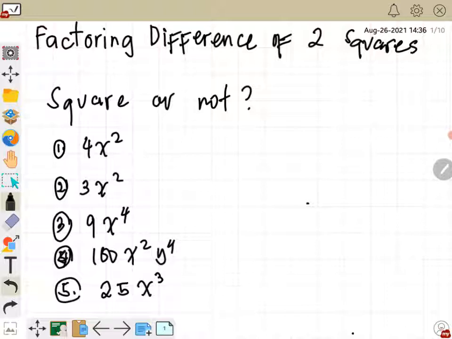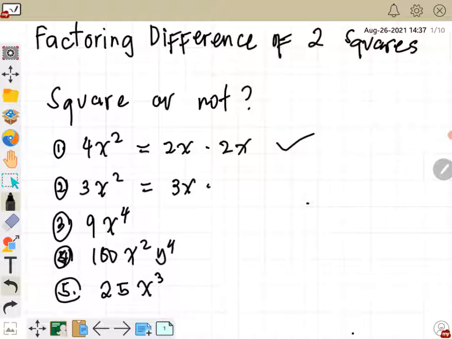So when do we know if a certain expression is a square or not a square expression? Let us say here number 4x square. Since we can split this into 2x times 2x, since we can factor it into two the same factors, that makes it a square. 3x square, we can only split into 3x times x, and they are not the same factors. This is not a square.